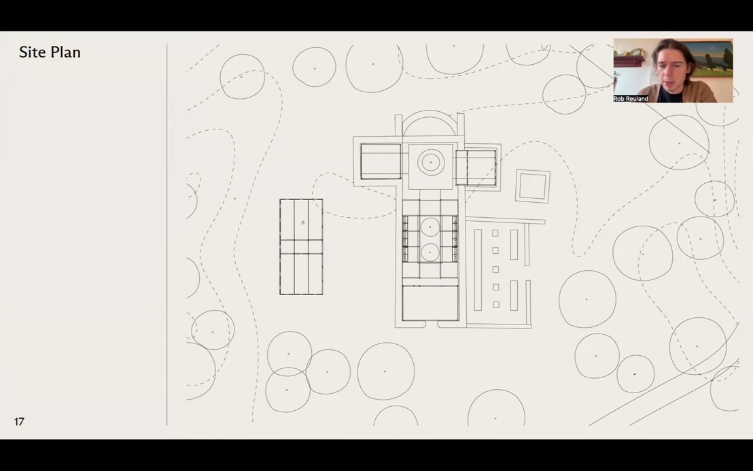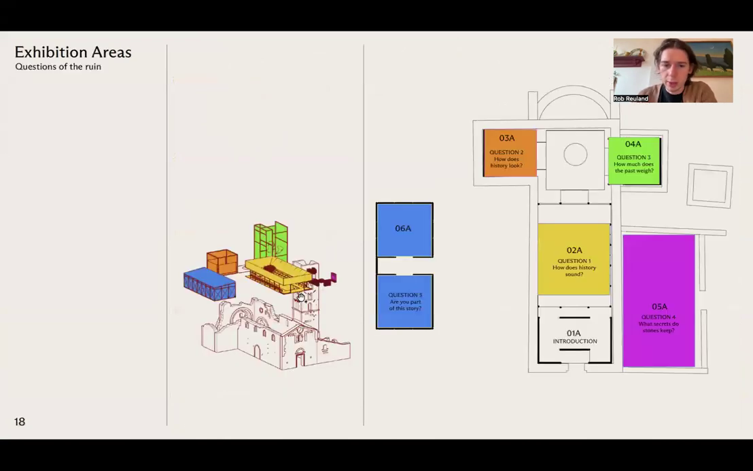Here's a plan. You can see some of these structures being inserted in here. And here's an isometric that shows these modules and how they would be placed into the space. On the right, we see some of the questions that are naturally posed when walking through a ruin, the prompts, the calls to action.